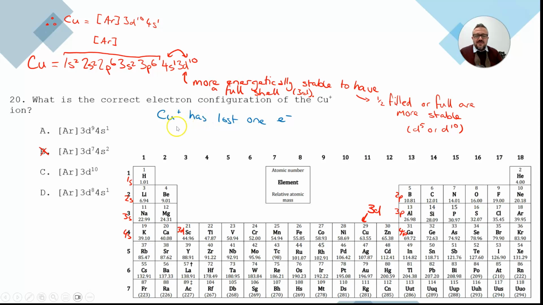But the Cu+ has lost an electron. Okay, so we know this one here is 2 electrons down, right? So it's not D. And this one, the 4s ionizes before the 3d, because again, this 3d10 is more energetically stable. So that means it's not this one. This one's gone from 3d10 to 3d9. So that's the wrong order of ionization, which means it's 3d10. That is our Cu+ electron configuration.